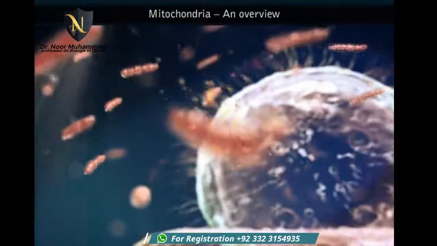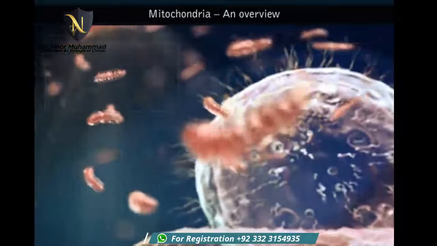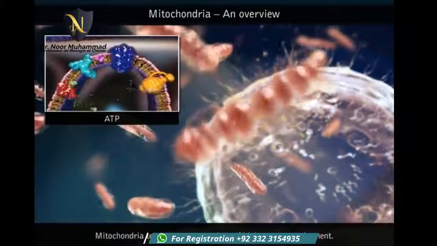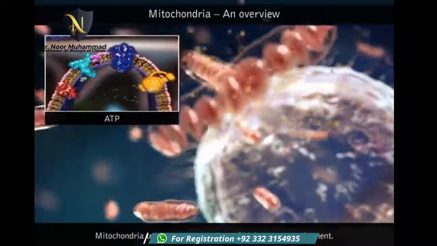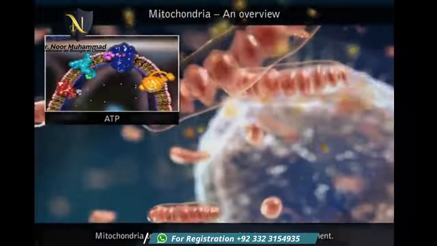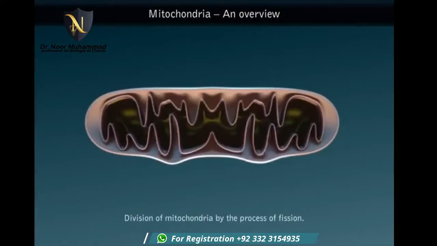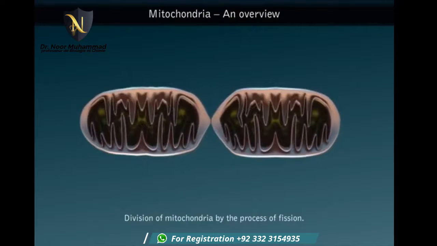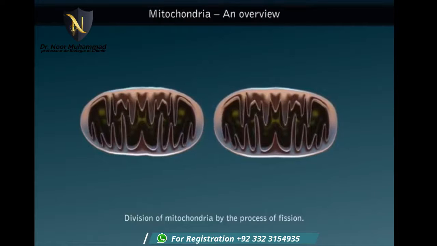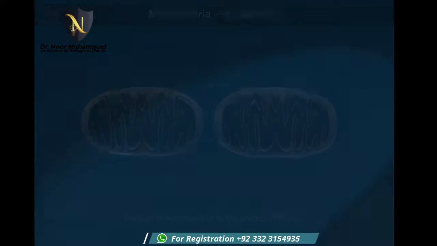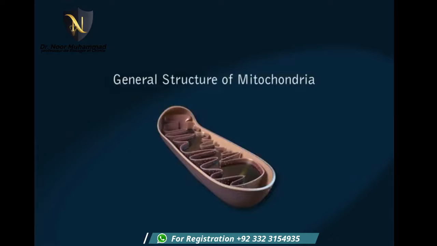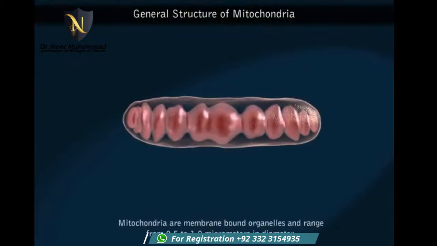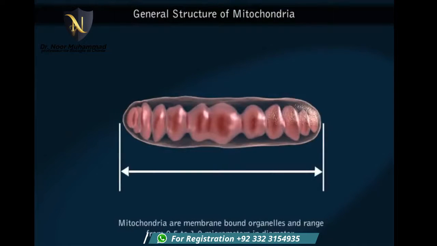Mitochondria are in constant motion inside the cell. They tend to move to regions of high energy requirement and can undergo repeated rounds of fusion and fission. The mitochondria have their own DNA and their own machinery for protein synthesis. They multiply by the process of fission, just like bacteria. General structure of mitochondria. Mitochondria are membrane-bound organelles and range from 0.5 to 1 micrometers in diameter.